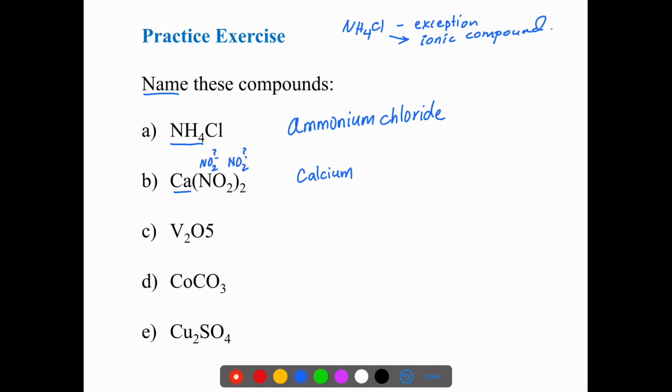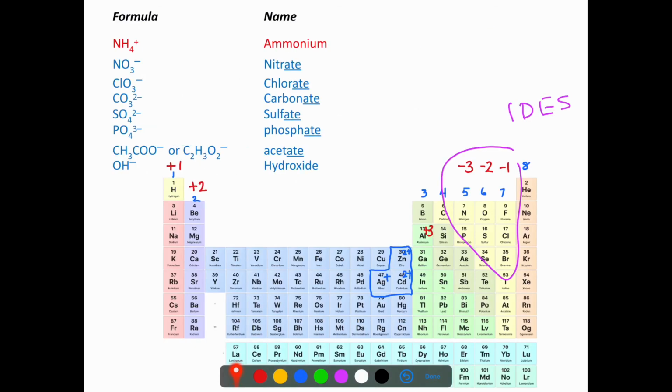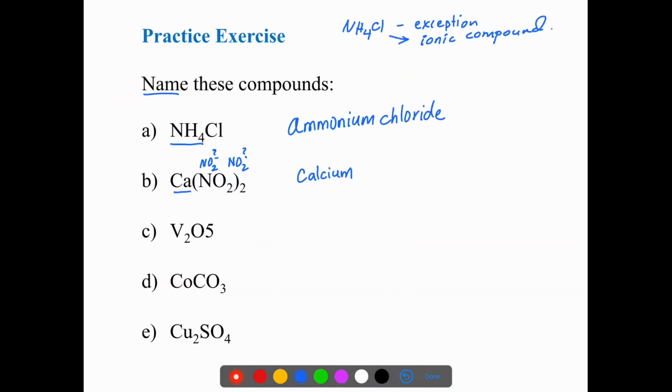If you look up your memorized ions, NO3 negative is nitrate. So if you decrease 1 oxygen, NO2 negative will be called nitrite. It ends with ite. 1 oxygen less than ate is ite. You're dealing with NO2 negatives here. You have 2 of them, but you just write the cation name followed by the anion name. So this is going to be calcium nitrite.